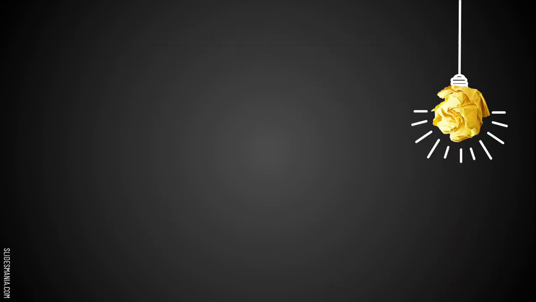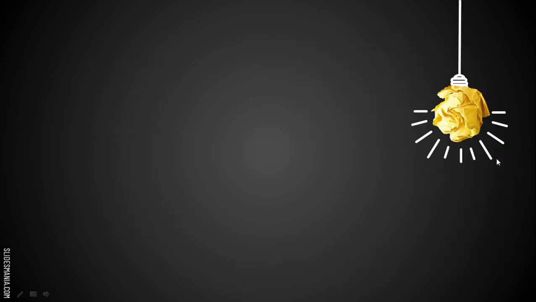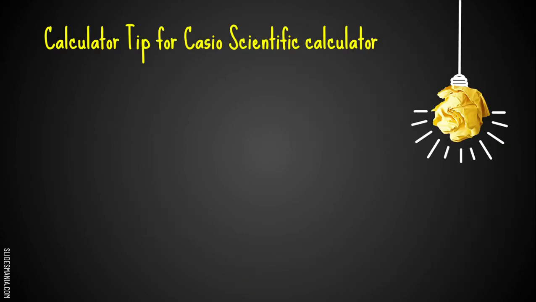So, I forgot to read. So, ang Coulomb's constant is 8.9876 times 10 raised to 9 Newton meter squared per Coulomb squared. Coulomb squared yun yung as a unit for electric charge. So, calculator tip sa mga may cash of scientific calculator.